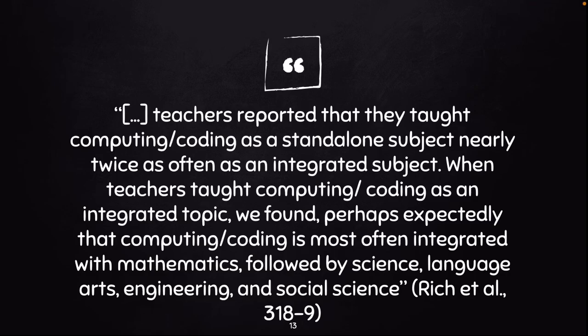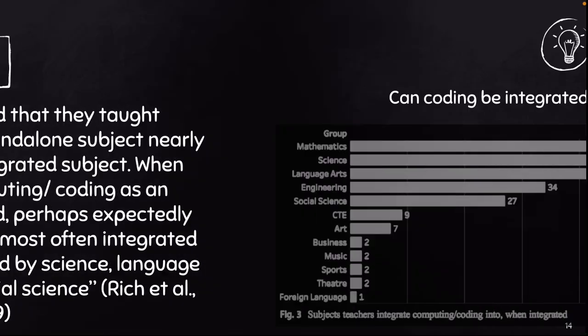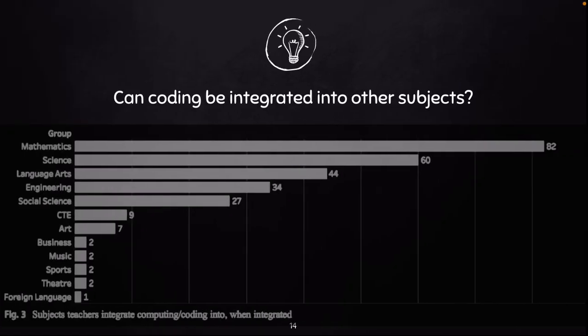When teachers taught computing or coding as an integrated topic, we found, perhaps expectedly, that computer coding is most often integrated with mathematics, followed by science, language arts, engineering, and social sciences, which means that it is perhaps easiest to start with mathematics in your classroom by integrating coding into your mathematics program.